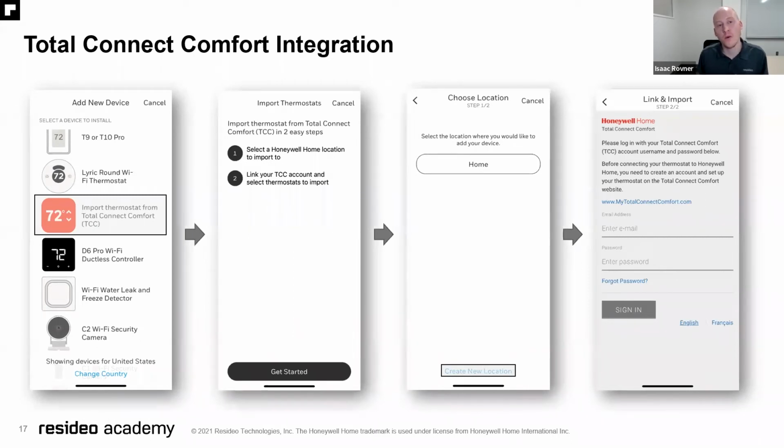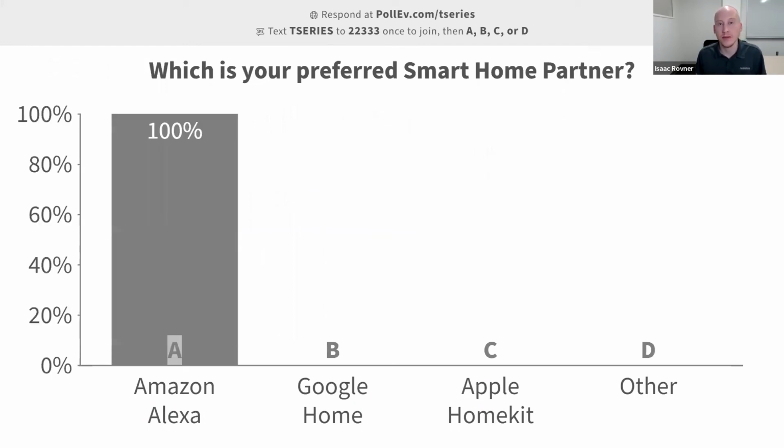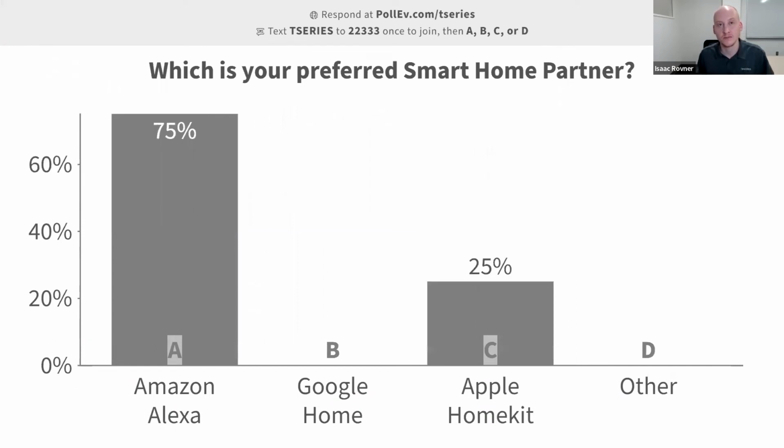Now let's move on away from app features. Let's talk a little bit about smart home. So if you go to pollev.com and open your poll back up there, I want to know, what's your preferred smart home partner? Is it Amazon Alexa? Is it Google Home? Is it HomeKit? Maybe it's something else that we don't have listed here.